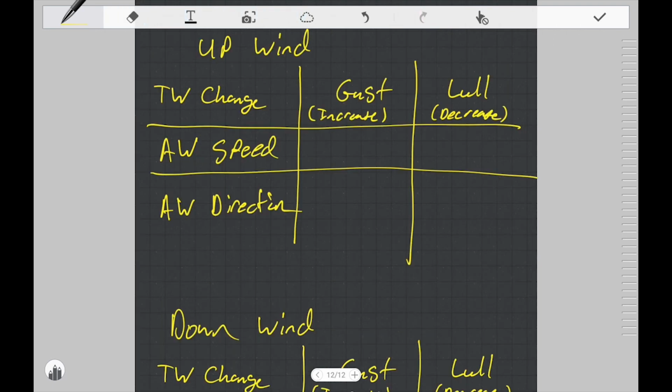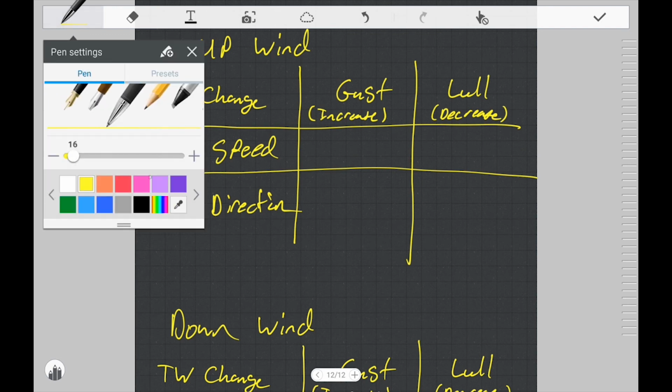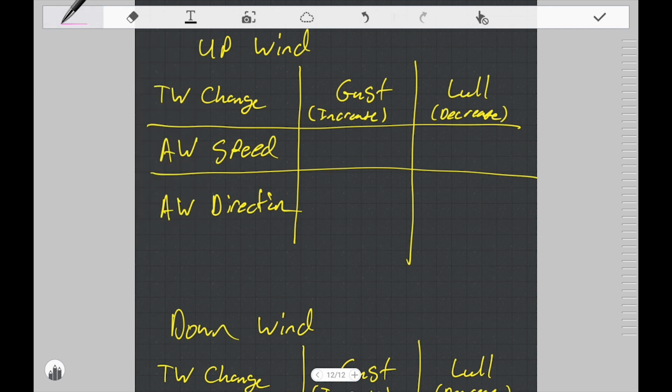So to finish this example, and actually the whole video off, what I want to do is just fill in this table the way that we did for the last example. So I have a table for upwind sailing and a table for downwind sailing, and I want to map the true wind changes with gusts and lulls to changes in both apparent wind speed and apparent wind direction. So when we're sailing upwind and we encounter a gust, we're going to notice that the apparent wind speed also increases. We proved that in the example. So when we hit a lull, we're going to see a decrease.